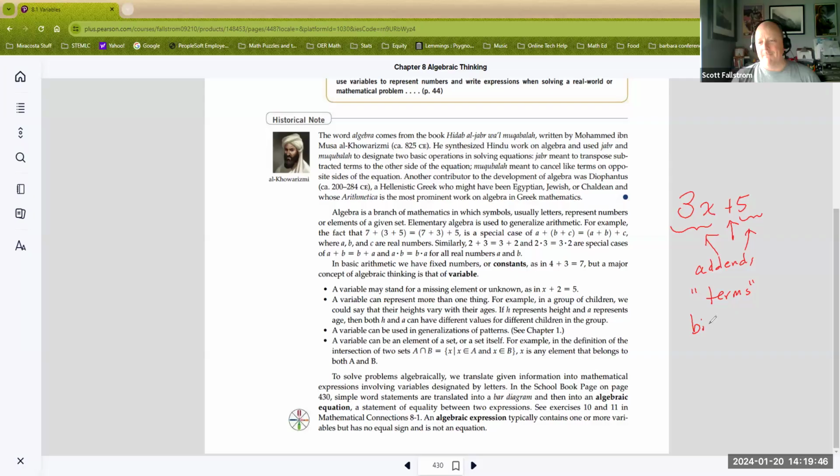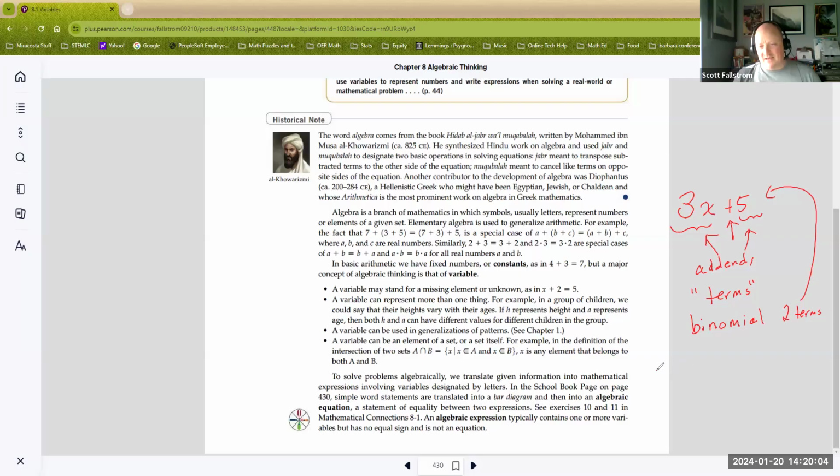So we would call this a binomial. This is basically saying there are two terms. And it has words that help you say, oh, a binomial, two terms. Okay. A term is something separated by addition or subtraction.